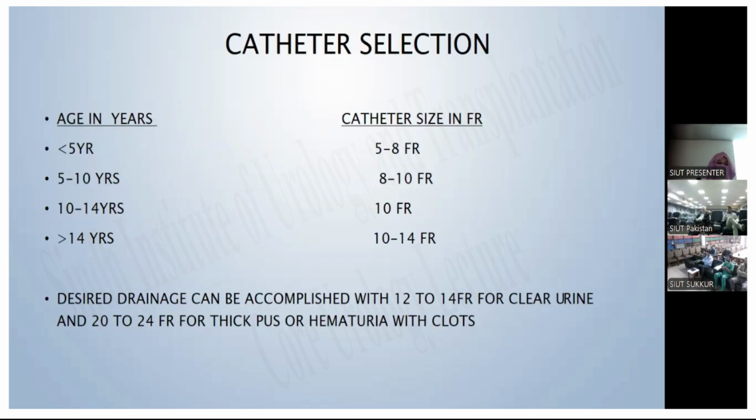Desired drainage can be accomplished with 12 to 14 FR for clear urine. For pus or hematuria, it should be 20 to 24 FR.